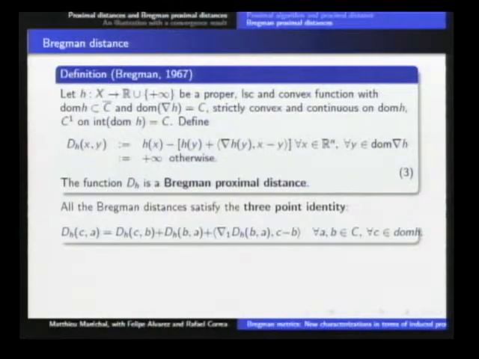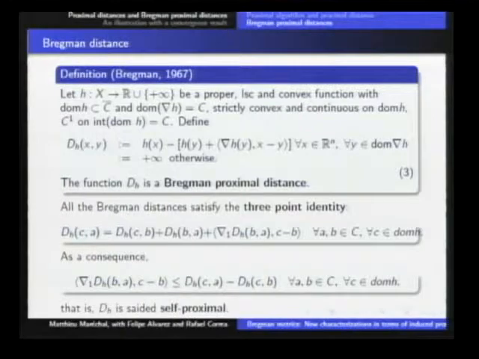The Bregman distance satisfies very good properties. For example, it satisfies the three-point identity, and the three-point identity implies that it is a self-proximal distance. The following slide is about the characterization of the Bregman distance, to know if a function can be written in this form.